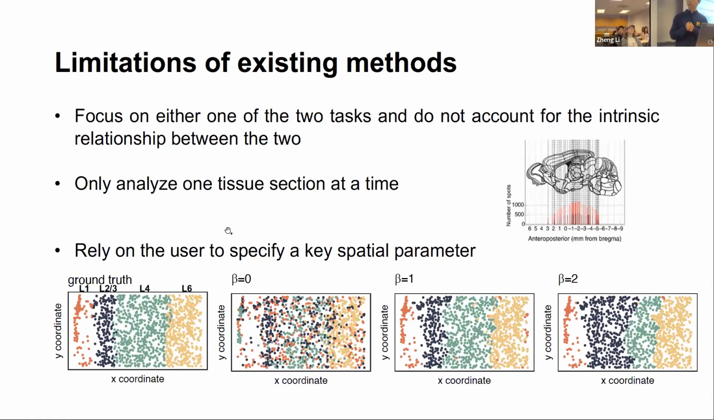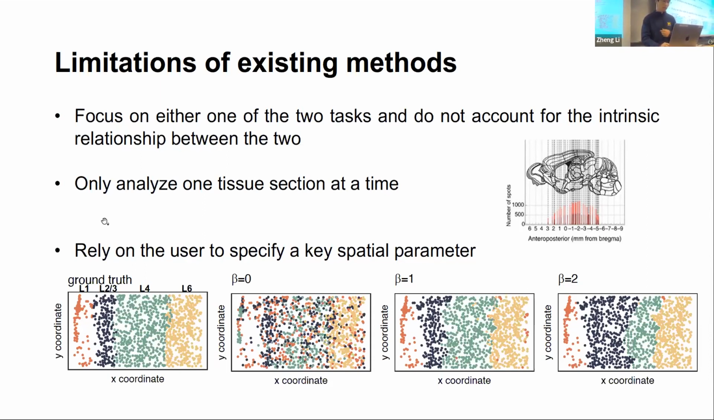Many methods have been developed to solve these 2 important questions, but unfortunately, they all have certain limitations. The first limitation is that they focus on either one of the 2 tasks. They either do cell type clustering or they do spatial domain detection. However, just like I mentioned, these 2 tasks are interconnected with each other. If we know the spatial domain a cell belongs to, because the spatial domain has a specific cell type composition, we can use this composition as information to help us improve the inference of the cell type. And on the other hand, for spatial domain detection, essentially the cell types are defining the spatial domains.